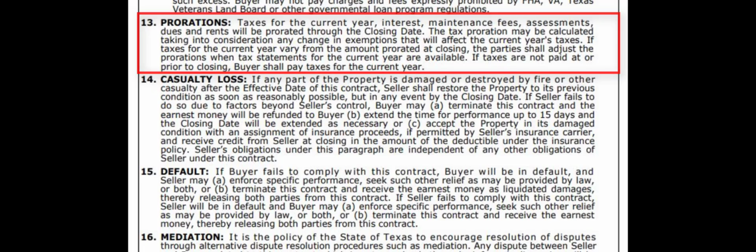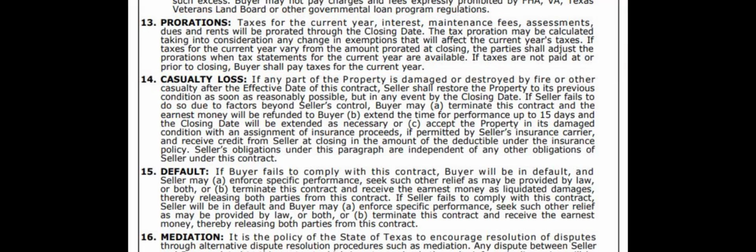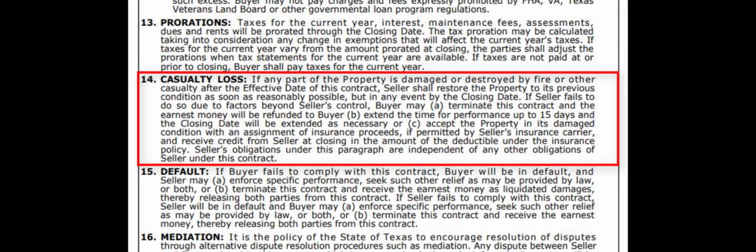Moving on to paragraph 14, casualty loss. It reads as follows: if any part of the property is damaged or destroyed by fire or other casualty after the effective date of this contract, the seller shall restore the property to its previous condition as soon as reasonably possible, but in any event by the closing date.